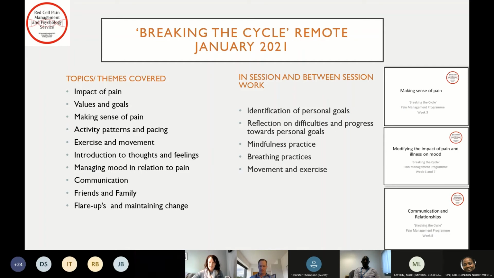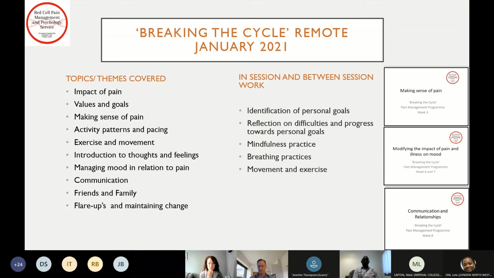And in terms of the themes, the topics, the things that we discuss, I won't go through all of these in turn, but we talk about impact of pain, values and goals, the individual values that we hold as people, and how pain might influence how we demonstrate those values and how we can return to living a life that reflects our personal values. We talk about making sense of pain, specifically in the context of sickle cell disease and understanding the disease process, the experience of acute pain and persistent pain and how they might show up differently, how we might manage them at times differently. We look at activity, movement, exercise, managing mood in relation to pain, communication strategies. We have a friends and family session, which was really well attended in our remote programme, which was a real bonus of that format. And we look at flare-ups, periods of increased pain and maintaining change over time.